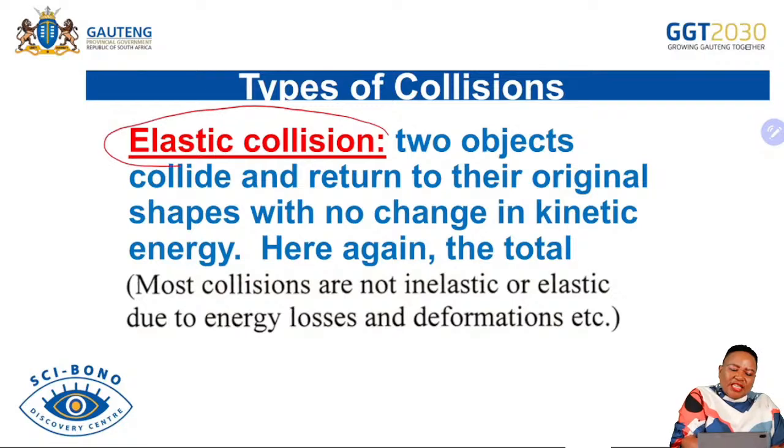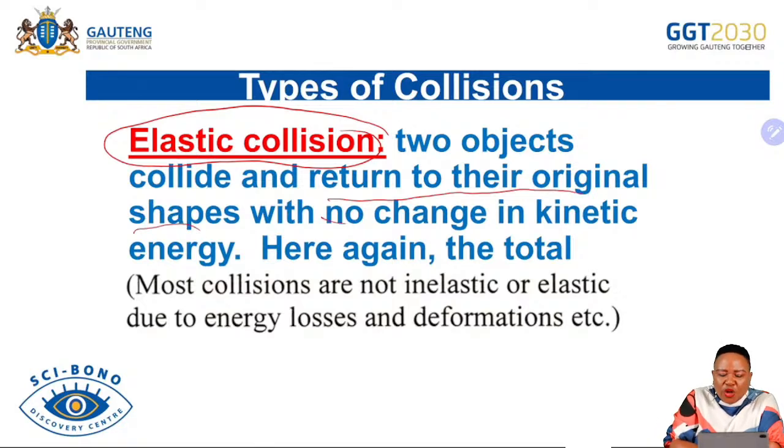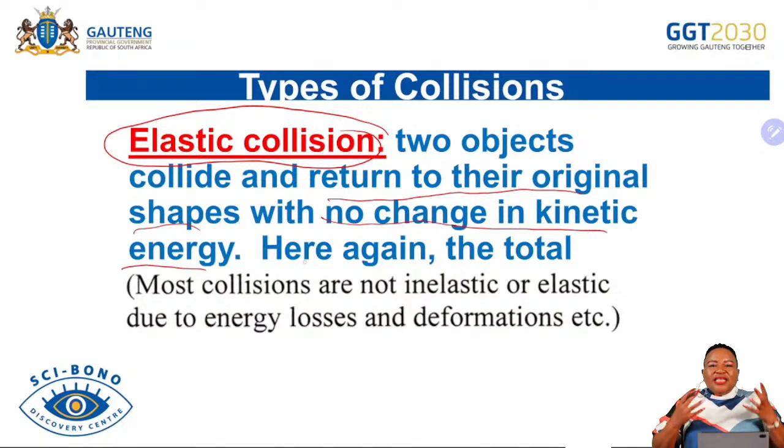Then the second collision is elastic collision. Two objects collide and return to their original shape with no change in kinetic energy. Here again, we are still dealing with conservation of momentum, but we are just asking whether there will be energy loss or not. Most collisions are not perfectly inelastic or elastic due to energy losses and deformations. So we are going to look at whether energy was conserved or not.